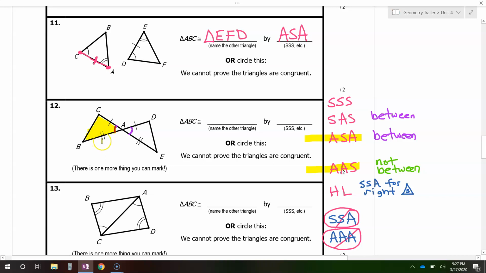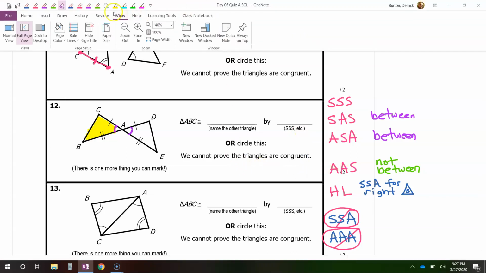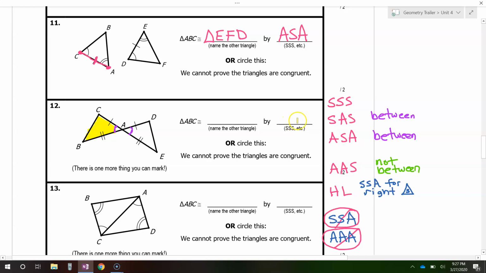Notice that we have two sides and an angle. All right, so I need to change my highlighting here. Two sides and an angle. There are three possibilities. It could be this, because that has two sides and an angle. Or it could be this, that's two sides and an angle. Or it could be hypotenuse leg, which is two sides and an angle, but it's a right triangle. Is this a right triangle? No, I see no 90-degree angle anywhere. That means that it's not hypotenuse leg. So it's going to be one of these.